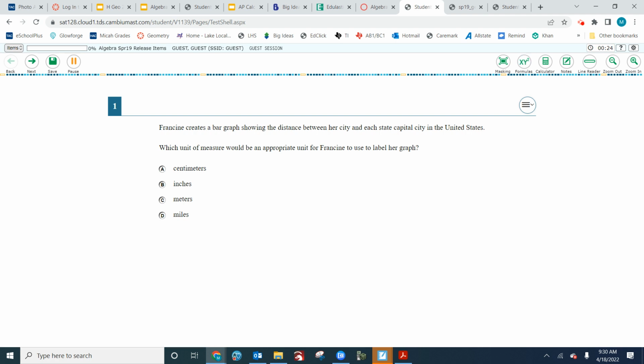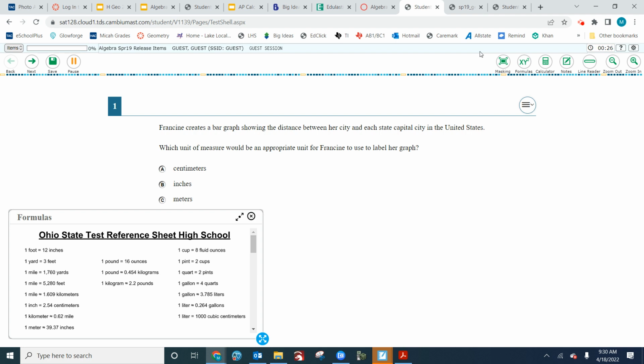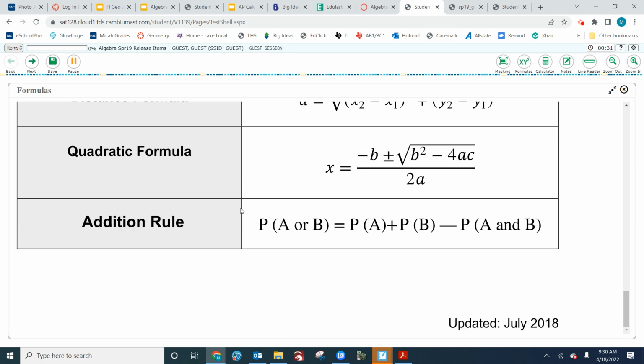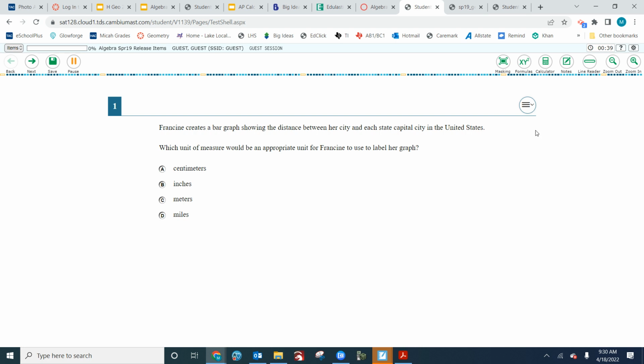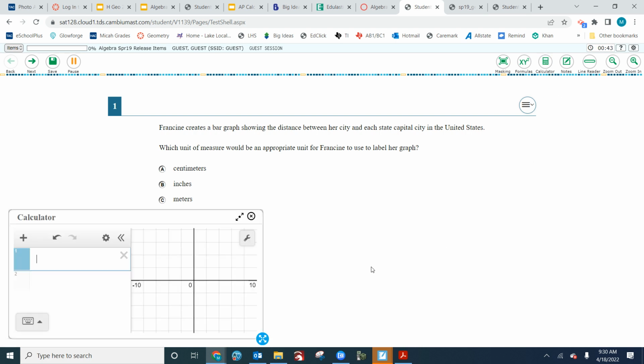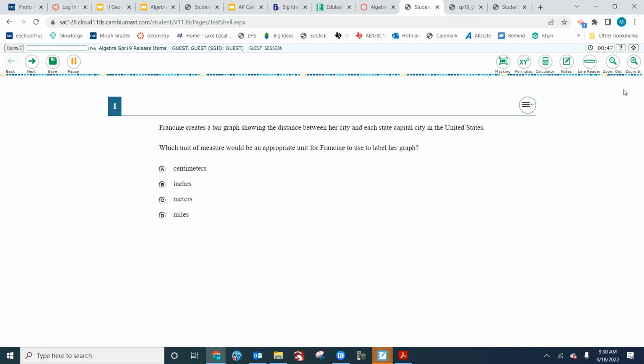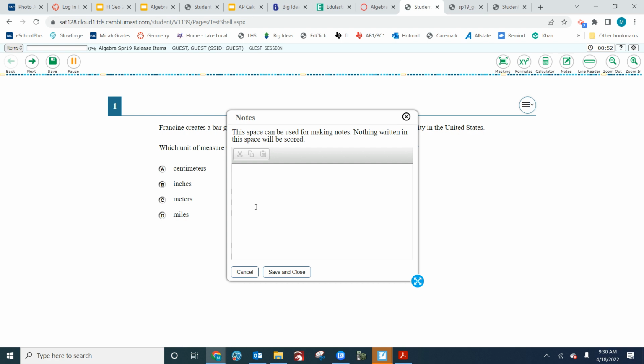But you can click on the formula button. It'll bring the reference sheet up. You may scroll through it. Look at that, the good old quadratic formula. What else? Oh, the calculator that we've been practicing with, the Desmos calculator. Whatever says calculator, Desmos.